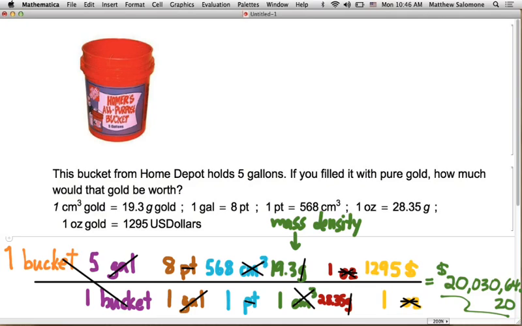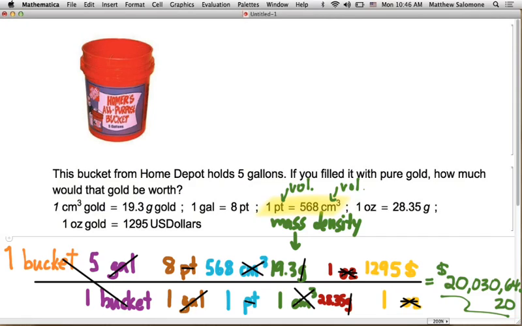I have a question. Yeah. The reason we didn't have to do anything special with our cubic centimeters this time is because of the conversion factor that we had. The conversion factor related cubic centimeters, which is a measurement of volume, to pints, which is also a measurement of volume. So because our conversion factor already had the volumes in it, we didn't end up having to cube anything.